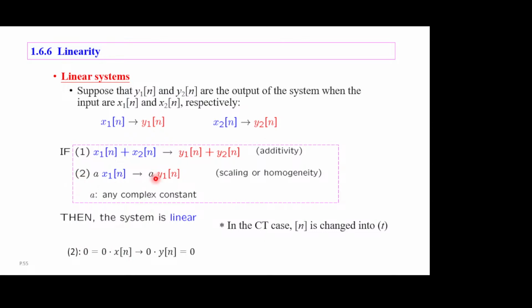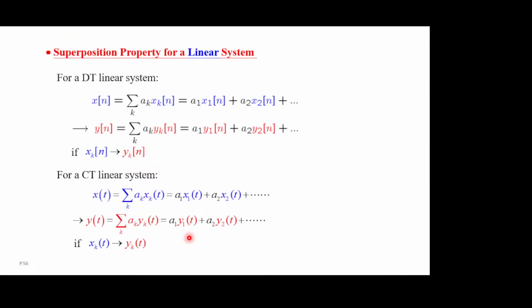So by the second line, you see that you put 0 as your input to your system. Then 0 equals 0 times whatever input, and so that should map to 0 times your whatever output. So the output should also be 0. If your system is linear, then 0 input should give you 0 output.